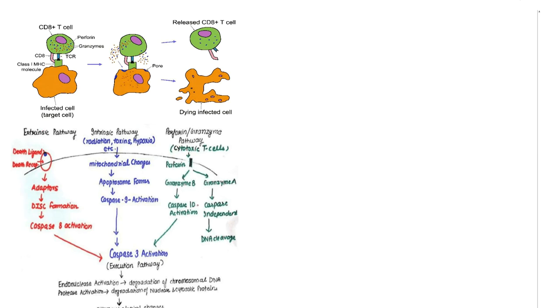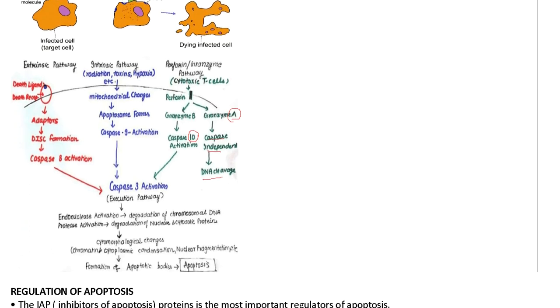Granzyme B will activate caspase 10. Granzyme A is caspase independent, and it shows DNA cleavage. So perforin will form the pore. Granzyme will activate the procaspase 8 into caspase 8, as a result of which macrophages will come and bind with this signal.